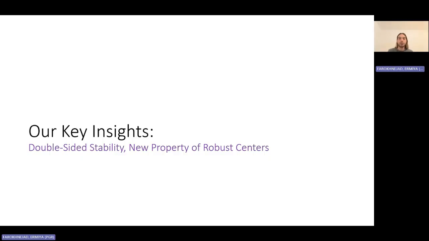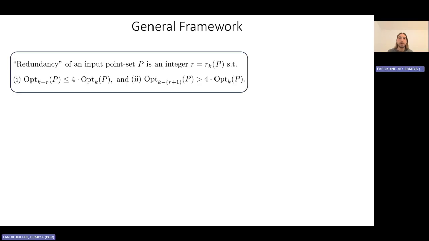All right, now I'm going to talk about some of the key insights in our paper, some of the main contributions of our paper. Let me start with the general framework of the algorithm and tell you about the challenges and how to bypass these challenges. First of all, I'm going to define the redundancy of the space.